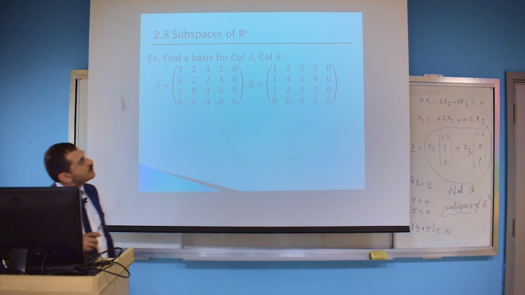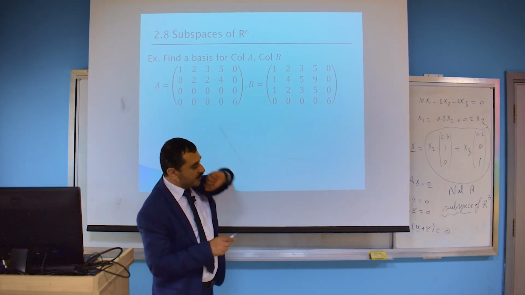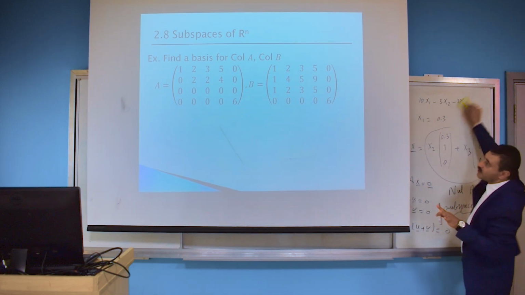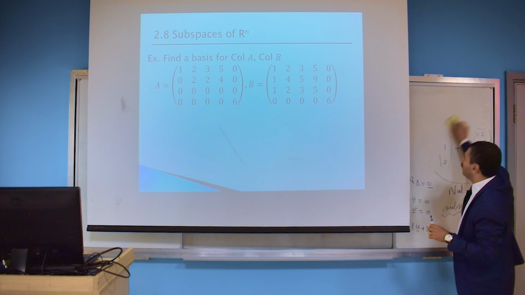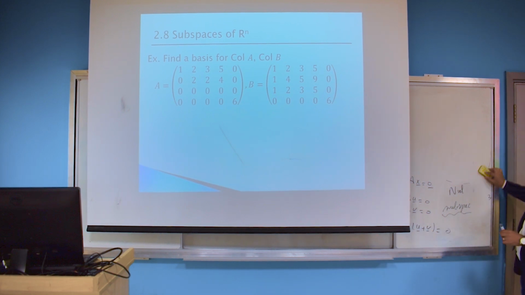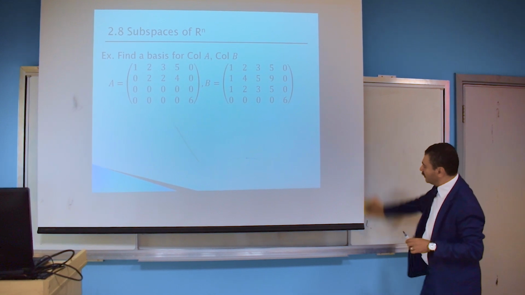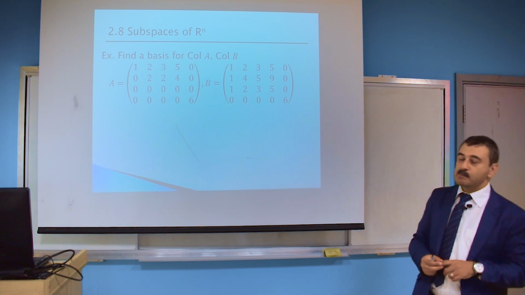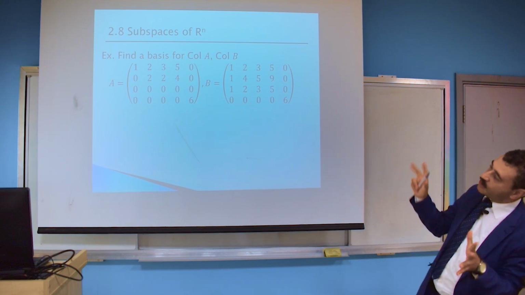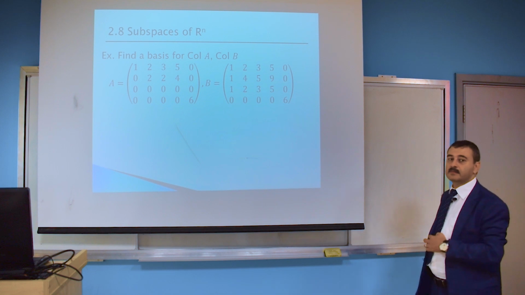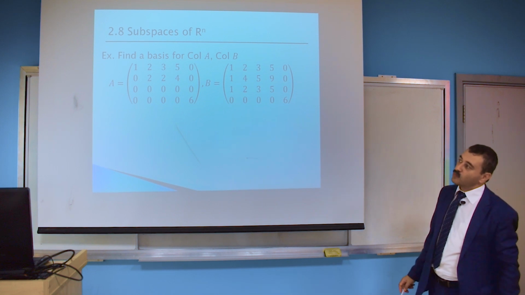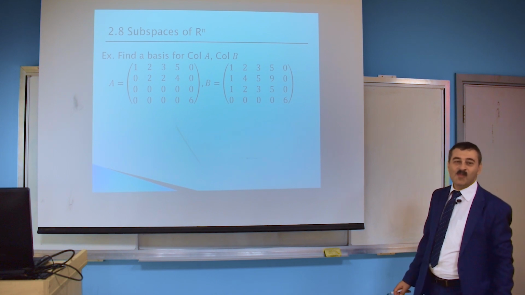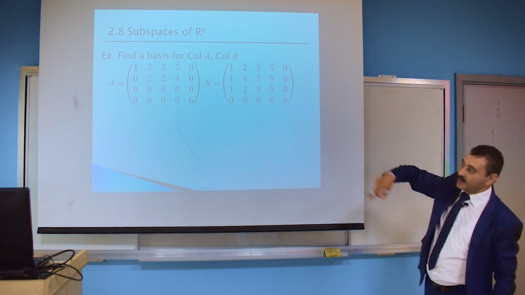Let's try to find the basis for the column space of A and B. Let's do it first by inspection and then find a way to get the basis for the column space. By inspection, can you find any relation between the columns of the matrix A? Look at the matrix A. Do you have any relation between the columns? No relation between the columns?